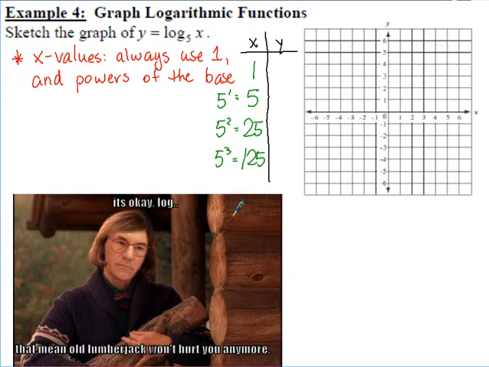All right, so here's why we plug in a 1. If this is your equation, y is equal to the log base 5 of 1, and we want to solve this equation.